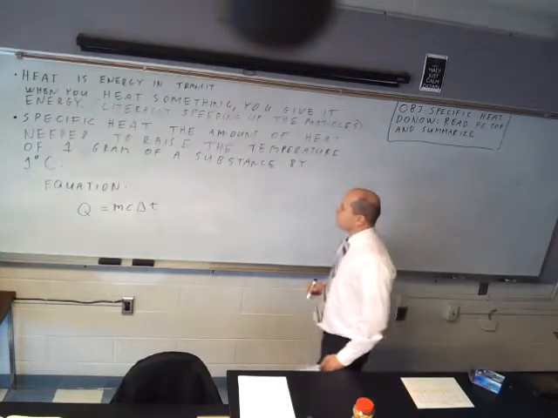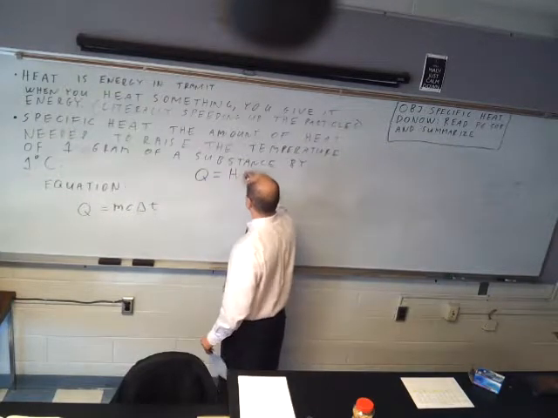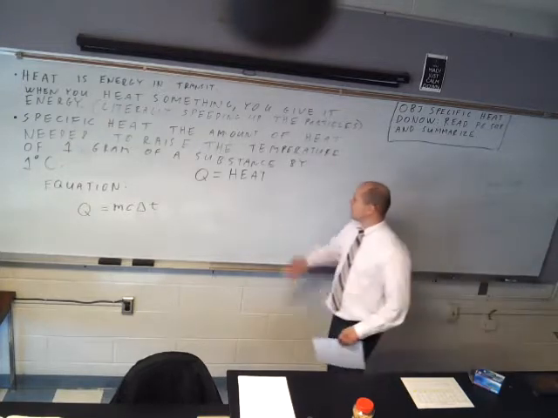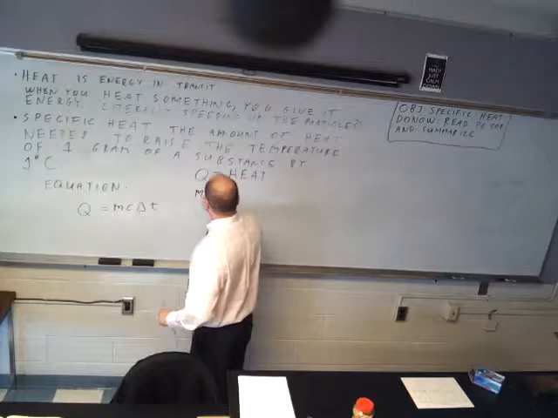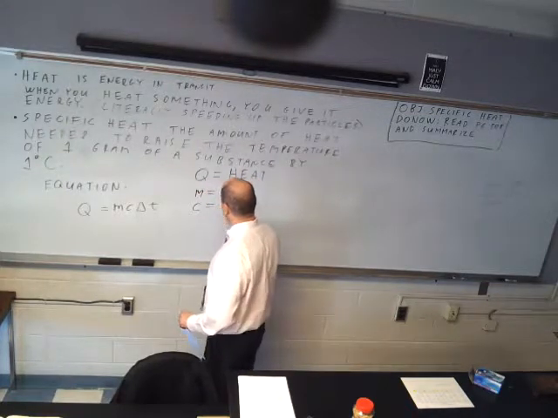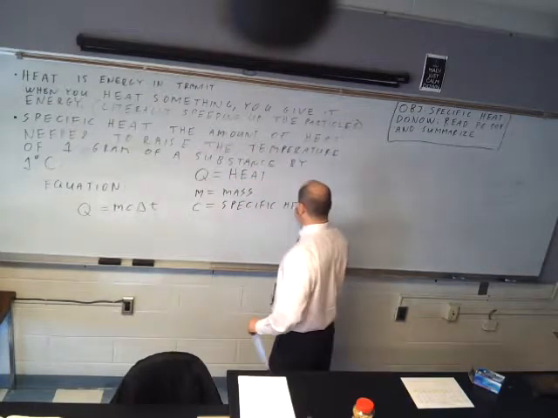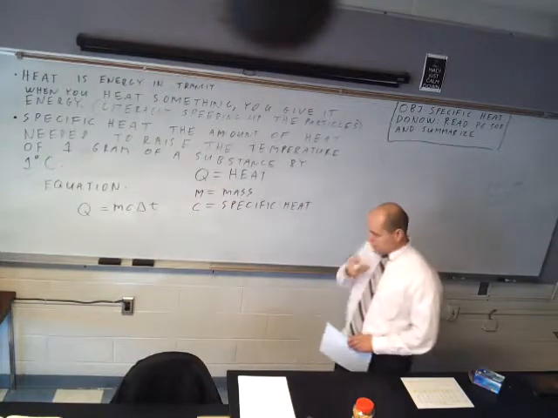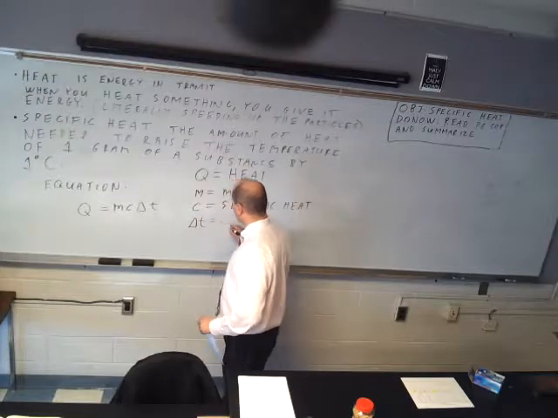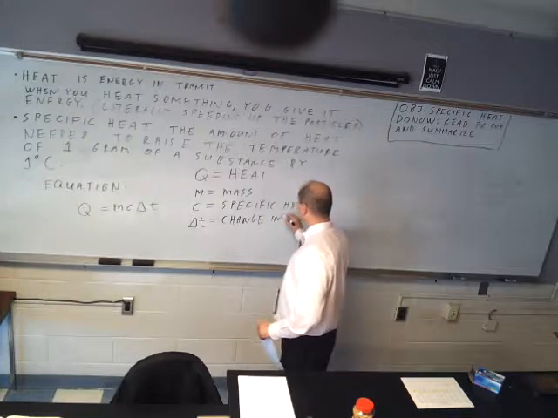Okay, so Q is heat. I don't know why we use Q for it. You ran out of letters in science, so B is Q. M is mass. C is specific heat, the thing I just explained to you. And then delta T, change in temperature.